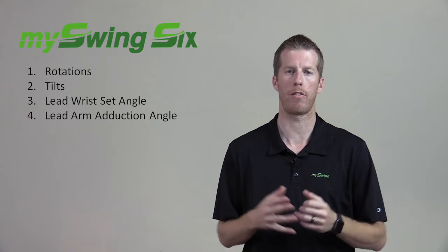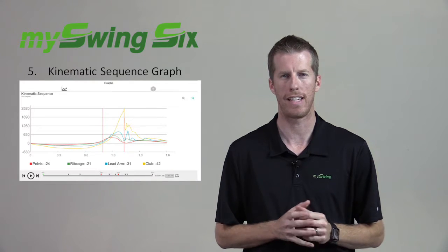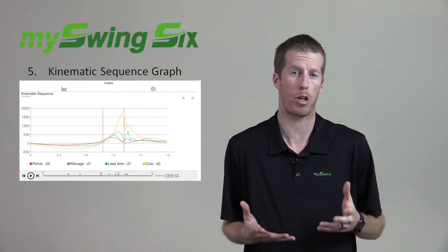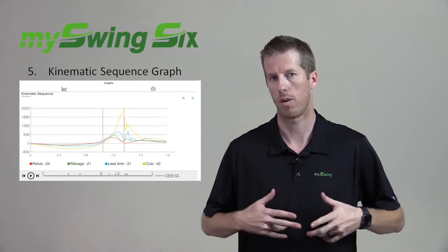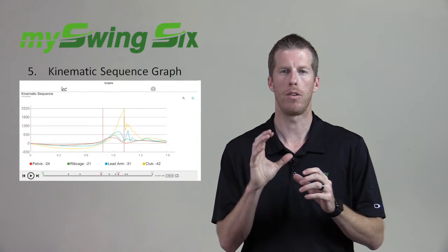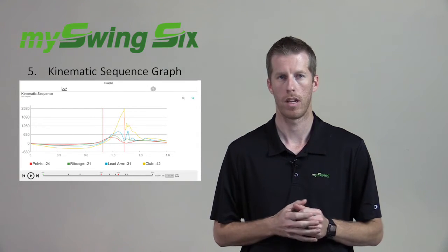We also have plenty of graphs. For this series, we're going to look at 2 graphs. The first graph is the kinematic sequence. Kinematic sequence is a transfer of energy from the ground up. We're looking at the transfer of energy from your pelvis, rib cage, lead arm, and club. It's measured in degrees per second, and it's looking at rotational velocity.